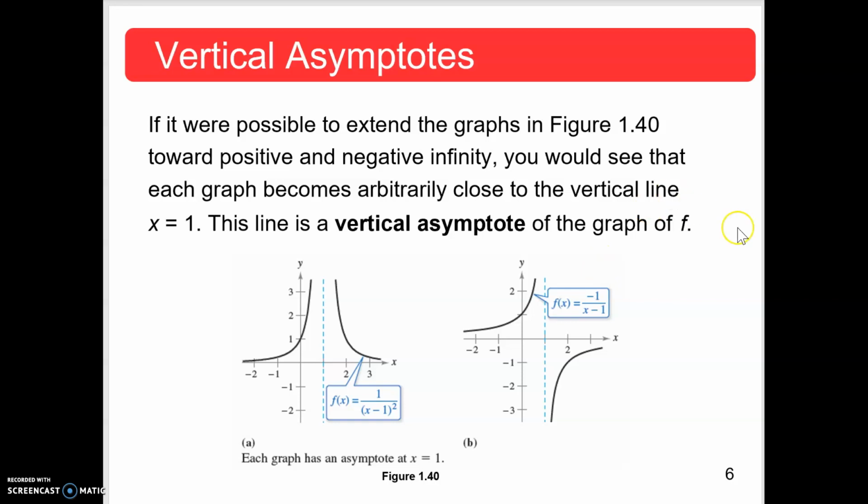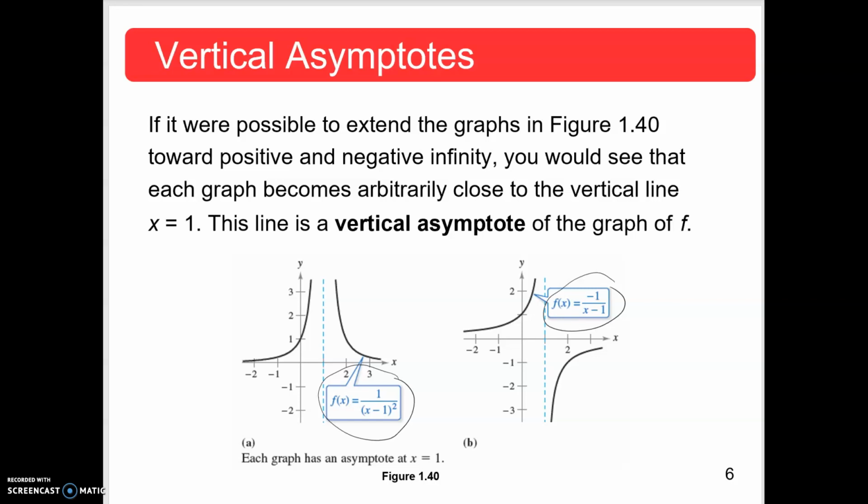Okay, so vertical asymptotes. Now, we've already studied these in pre-calculus, right? You know that without the graph here, you should be able to determine, if you just looked at that function, there's a vertical asymptote at x equals 1, right? Any zero in the denominator, provided that same zero doesn't exist in the numerator, which I'll talk about in a second. You might remember that's a hole. Then there's a vertical asymptote, right?